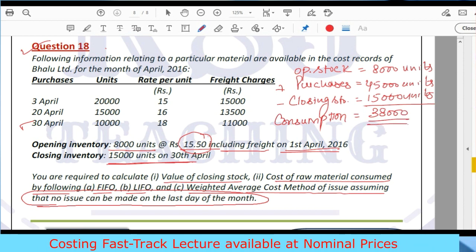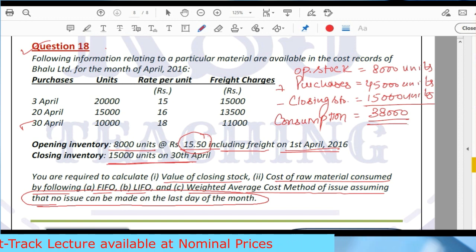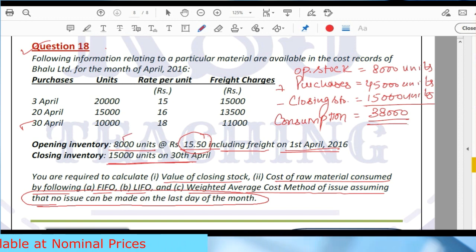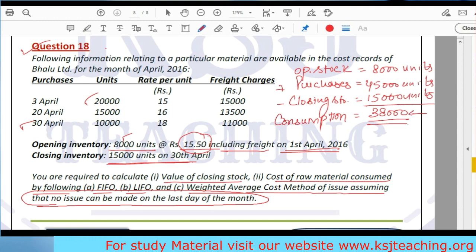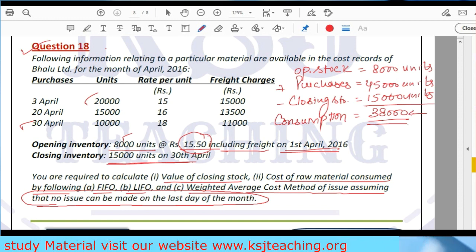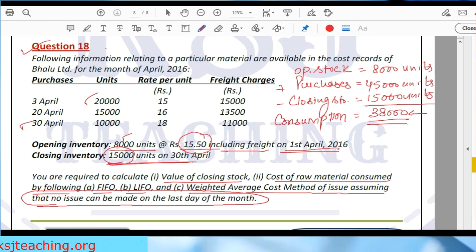Now we have to find out that, sir, this consumption is out of these opening units or out of these purchases. Right? So we have to find out whether this 38,000 consumption is out of the purchases or out of the opening inventory, and this 15,000 units is left from which inventory, from opening or from purchases. This is what we have to find out now.